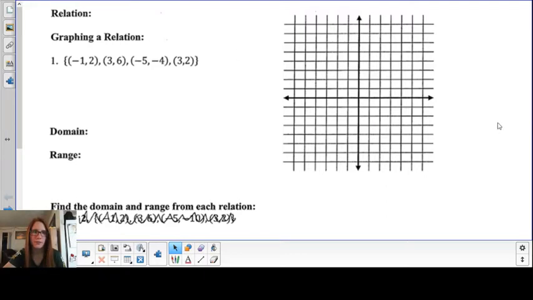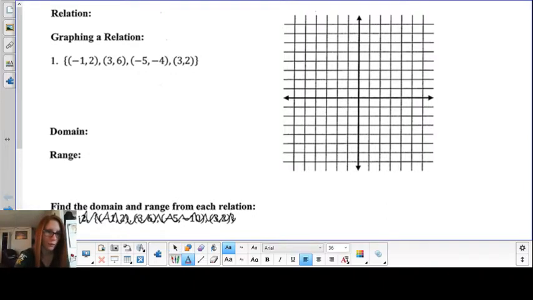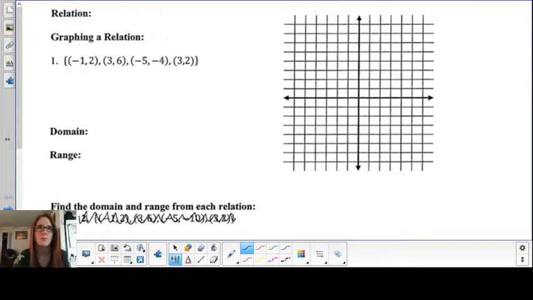Alright guys, so today we're going to start talking about what a function is. First things first, we're going to go ahead and graph these points. I want to pick a color that stands out a little bit. So I have -1, 2, so I'm going to start at 0, 0, go to the left one, up 2. So there's my first dot. That's this guy.